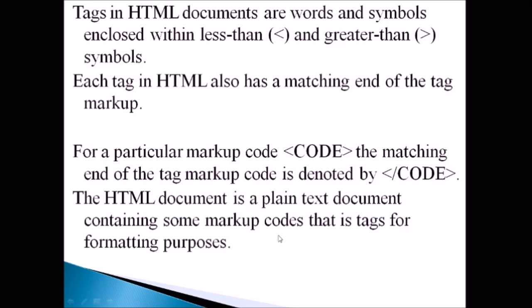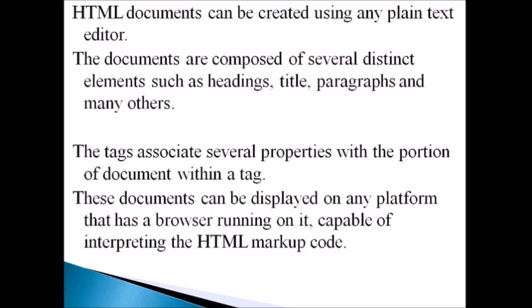Here the HTML document is a plain text document which contains some markup codes, which are called tags, for formatting purposes. So these HTML documents are called plain text documents. What will be there in a plain text document? Nothing but markup codes. Those markup codes are called simply tags. Those tags are used for formatting purposes. Now these documents can be created using any plain text editor such as Notepad, Notepad++ and so on. Like Notepad, using any one of the plain text editors, these HTML documents can be created.